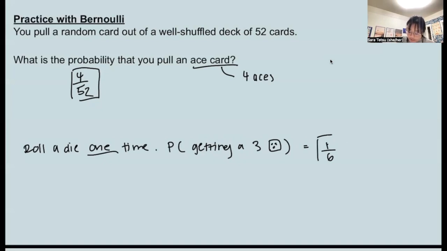So probabilities where you're only doing something one time are really straightforward. Situations like that are called Bernoulli random variables. And if you get a Bernoulli random variable question, don't overthink it. The probability is just exactly what you might think it is. So yeah.